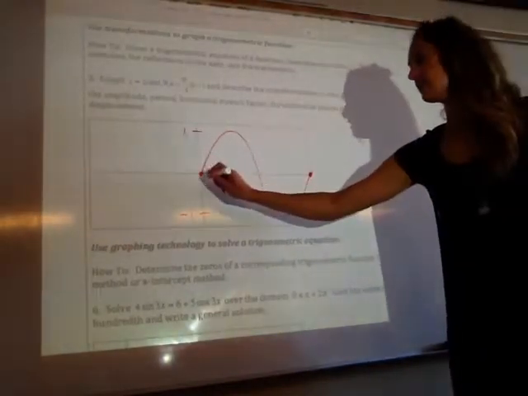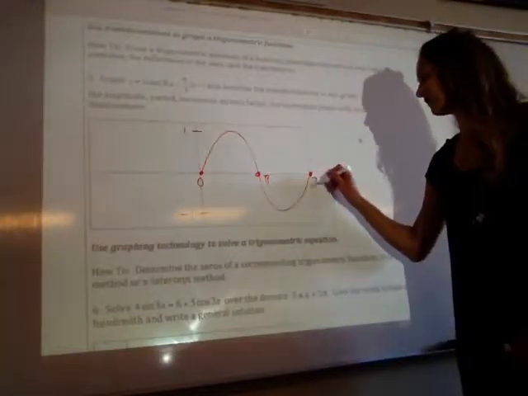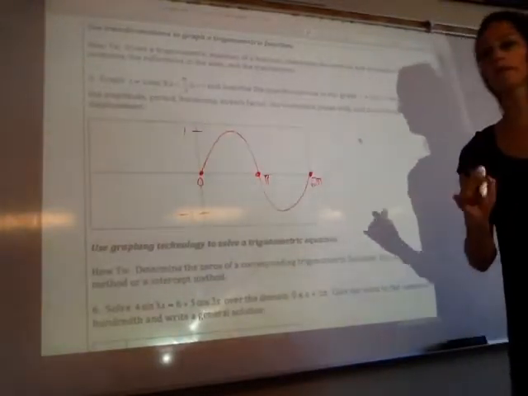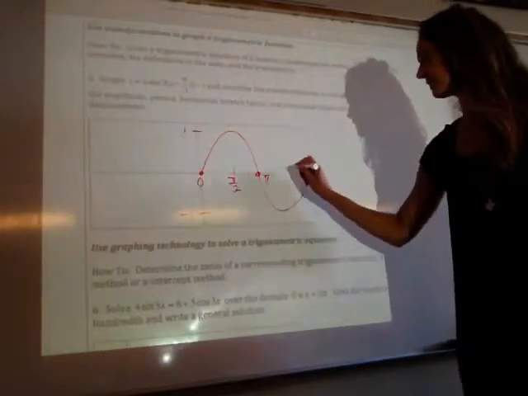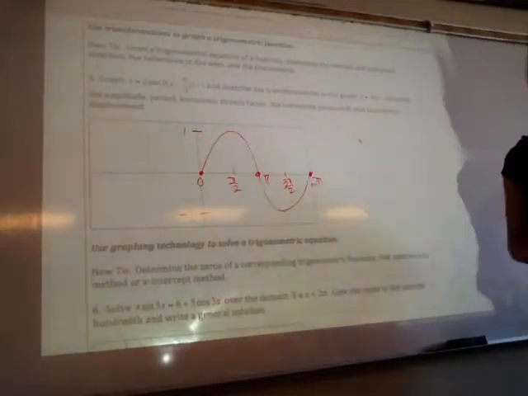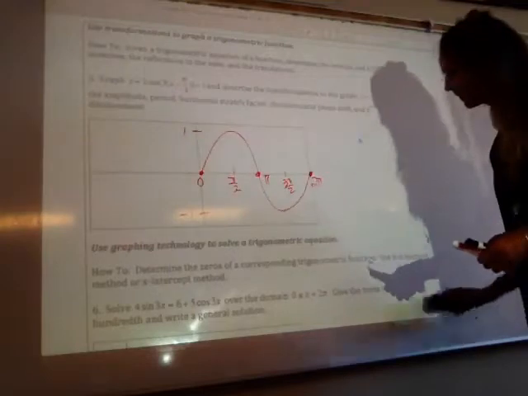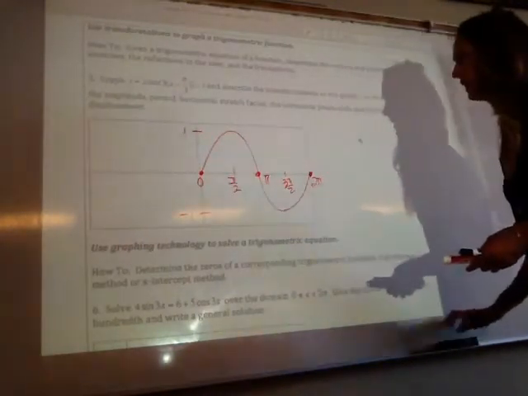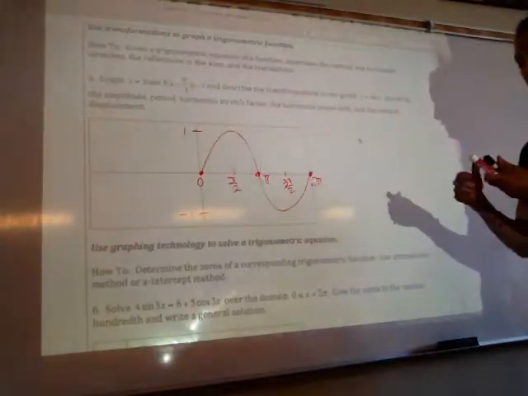It has x-intercepts at 0, at 180, or pi, and at 360, or 2 pi. It reaches its maximum at pi over 2, and it reaches its minimum at 3 pi over 2. Knowing the characteristics of this graph is very important. So in comparison to this graph, how is this transformation affecting it?